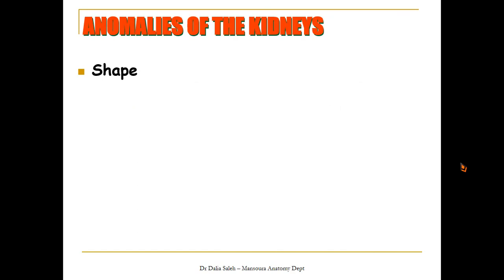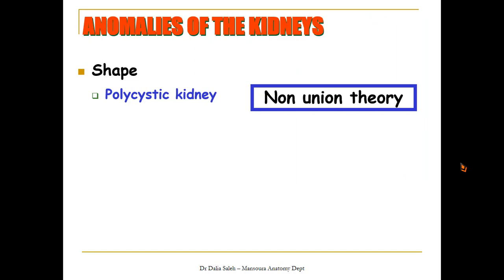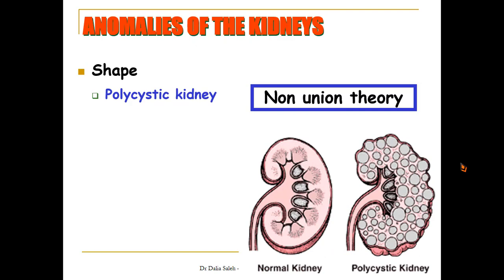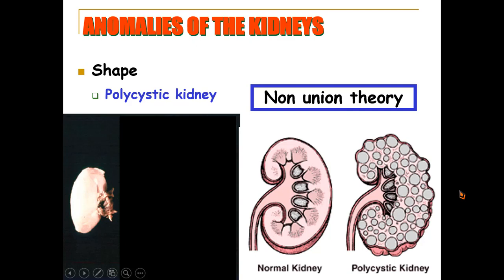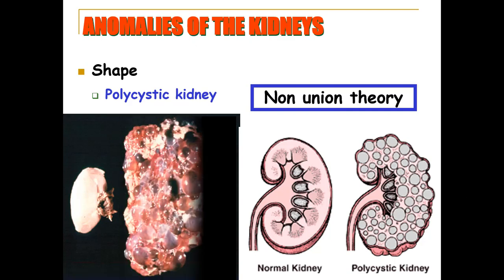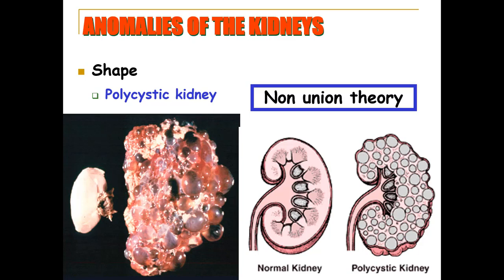The anomalies could be in the shape of the kidney, as in the case of polycystic kidney, and could be explained by what's called the non-union theory, in which there is no union between the collecting unit and the excretory unit of the kidney. So if you look at this diagram, this is the shape of the normal kidney, and this is what's called a polycystic kidney. Poly means a lot or many, and cystic means sac containing fluid. This is a real picture of a normal kidney, and this is how the polycystic kidney looks.